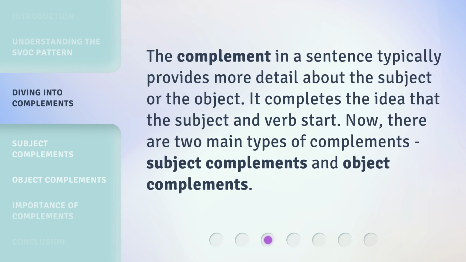The complement in a sentence typically provides more detail about the subject or the object. It completes the idea that the subject and verb start. Now, there are two main types of complements: subject complements and object complements.